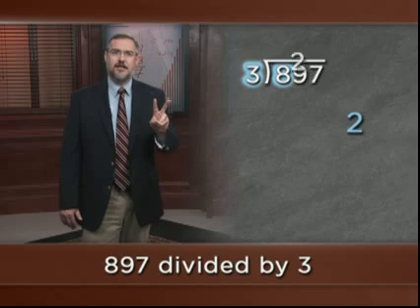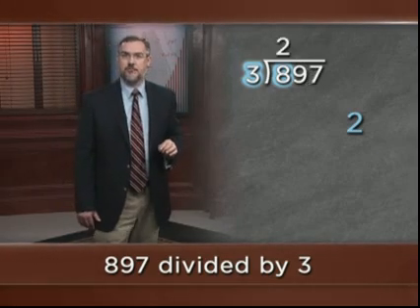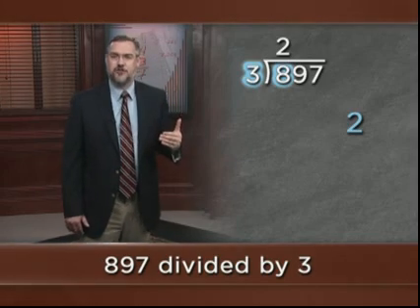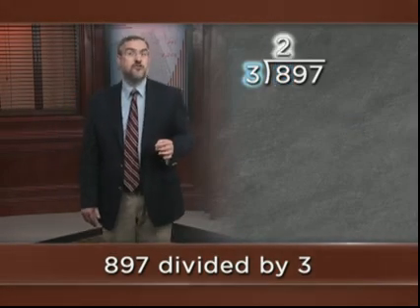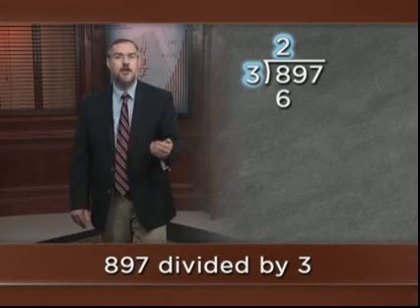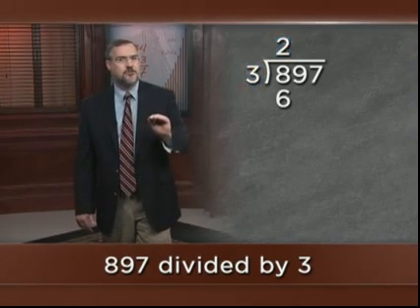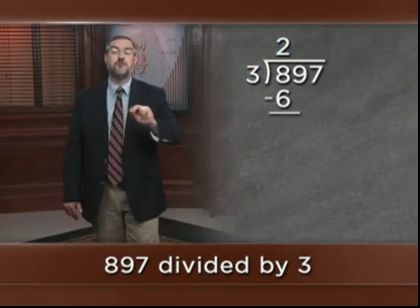So I'm going to write that 2 above the 8 on that horizontal line segment, which is basically my answer section. Now, 3 times 2 is just 6, so I'm going to write a 6 below the 8 because 3 times 2 equals 6. Now, do you remember what I do at this stage? That's exactly right. I'm going to subtract.